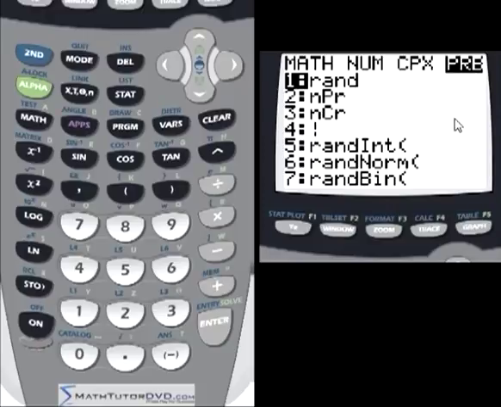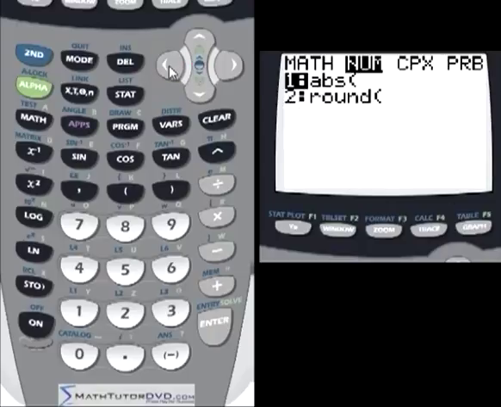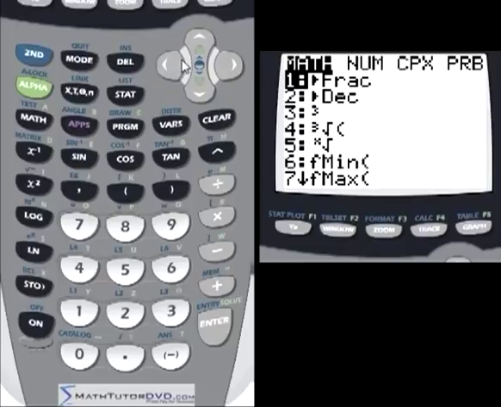So almost all of your probability functions, this is to generate a random number here. This is permutation, combination, factorial, things like that. These are in here. We're going to be going in and using these in the subsequent sections of the course, but I just want you guys to know that these are all here. So don't be afraid to go into the math menu and play around.